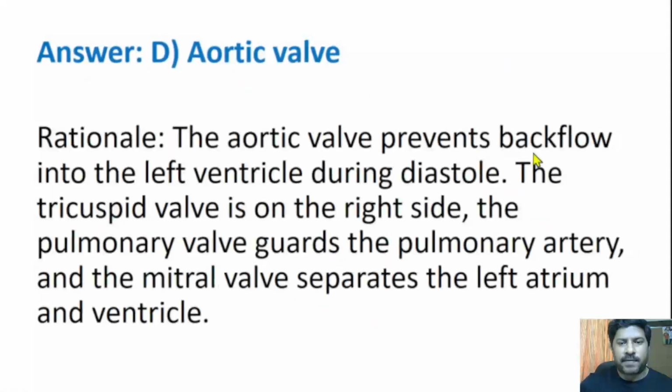The aortic valve prevents backflow into the left ventricle during diastole. The tricuspid valve is on the right side. The pulmonary valve guards the pulmonary artery, and the mitral valve separates the left atrium and left ventricle.